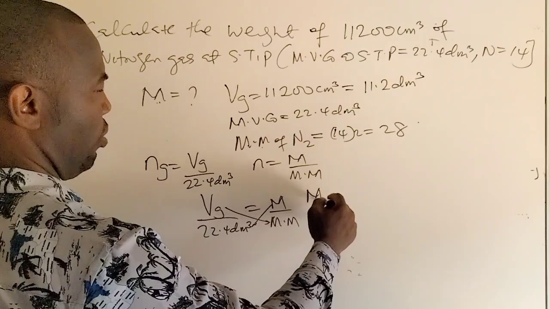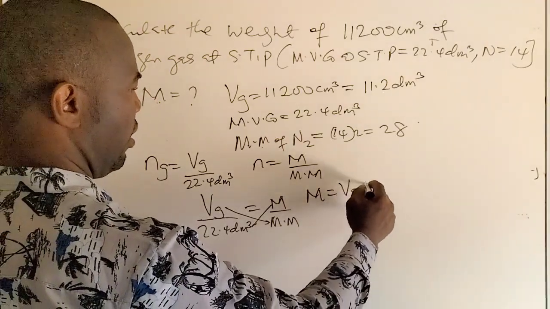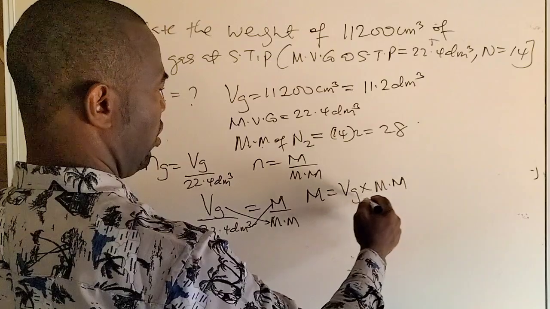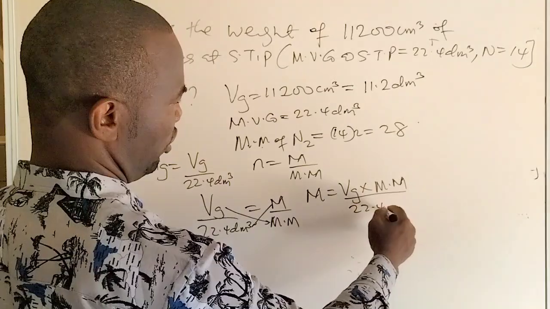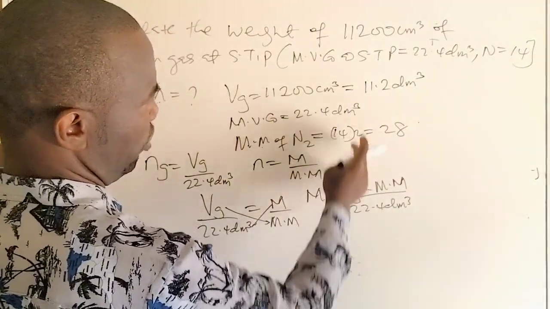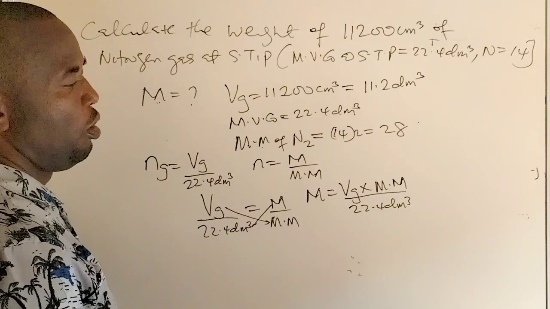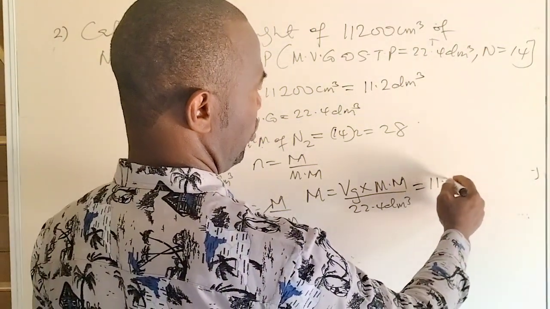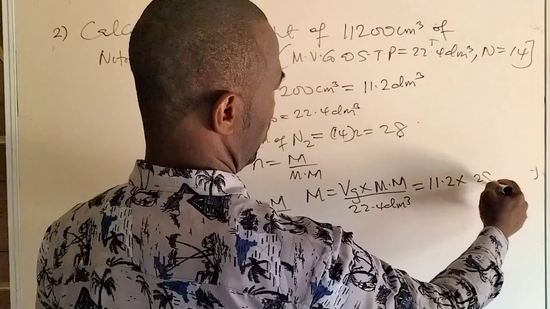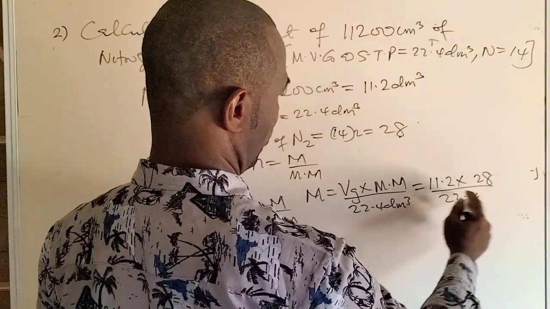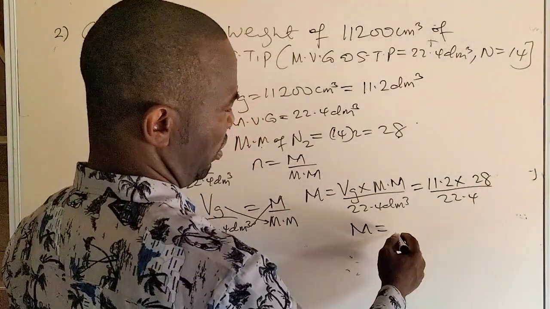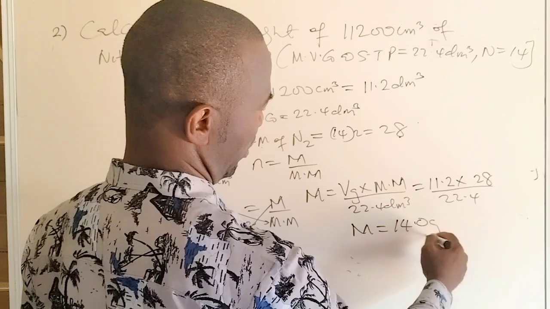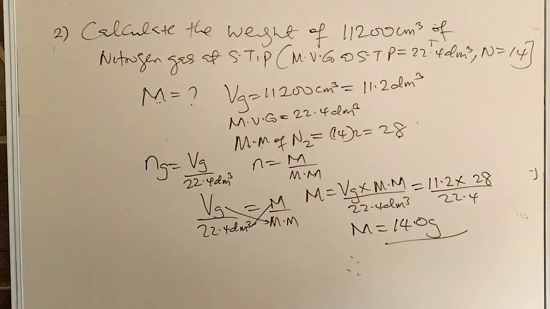So mass becomes equal to volume of gas times molar mass all over 22.4 dm cube, making sure that the volume is in dm cube as we converted before. So we now have 11.2 times 28 all over 22.4. Making substitution, the mass of the gas is going to be 14 grams of nitrogen gas, or 14.0 grams of nitrogen gas. That is the answer to the question.